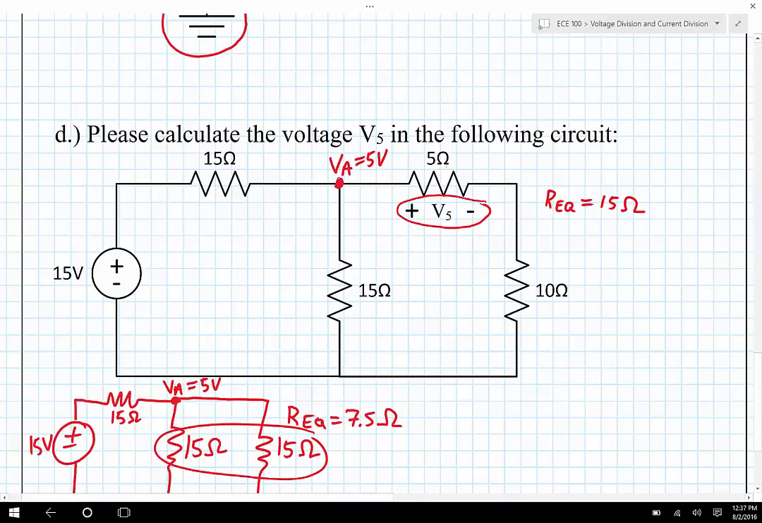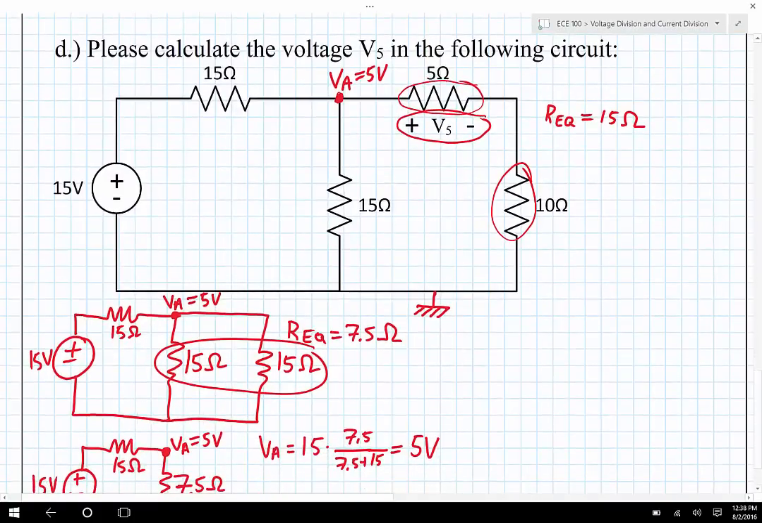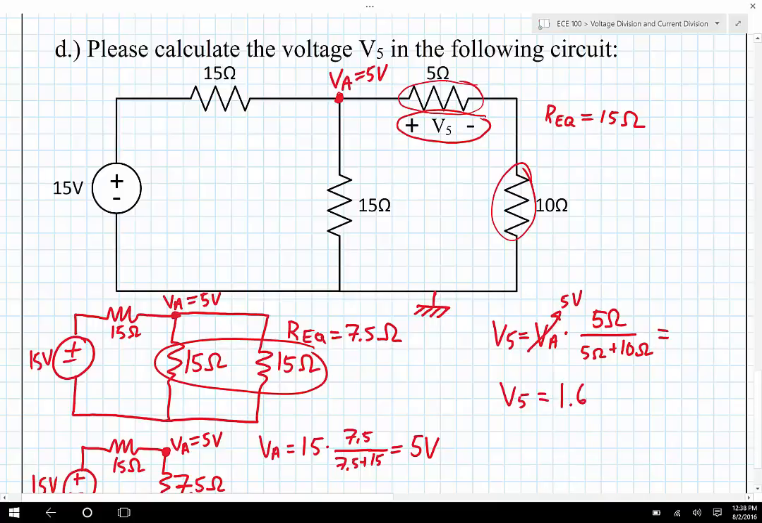I know that 5 volts is right here. Part of it is going to appear across the 5 ohm resistor, and part of it is going to appear across the 10 ohm resistor. This is my reference node, so this will be 0 volts down here. And so we have a perfect classic voltage division circumstance. So I can say V5 is equal to VA times 5 ohms divided by 5 ohms plus 10 ohms. VA is 5 volts, so I'll write that in here. And then I can find that V5 is equal to 1.667 volts.